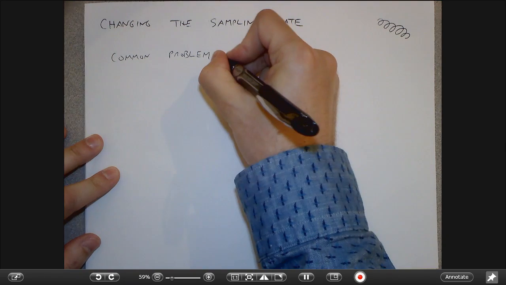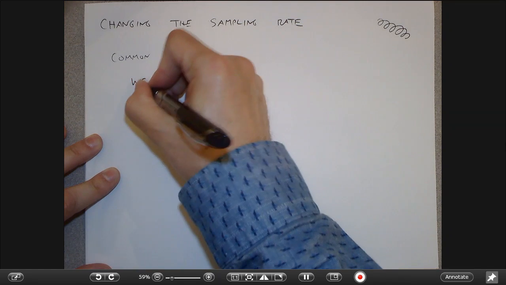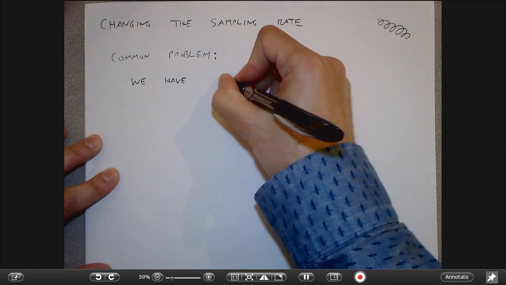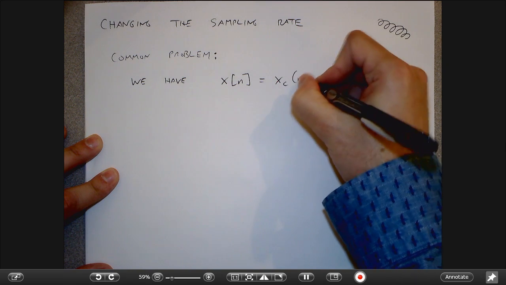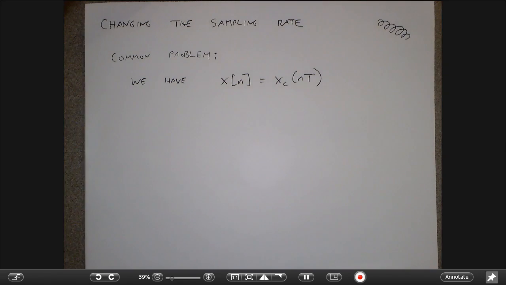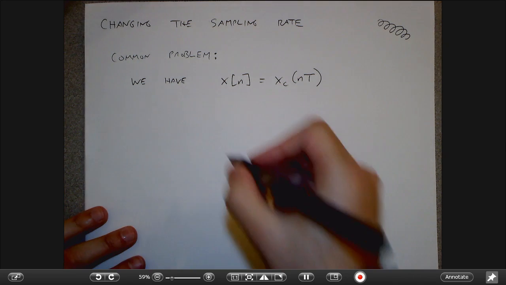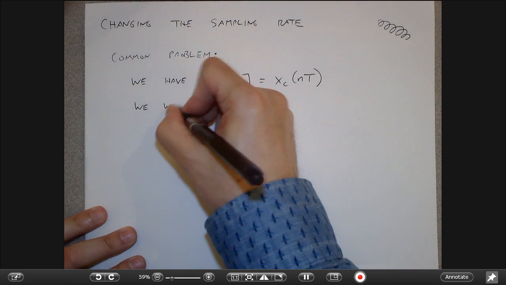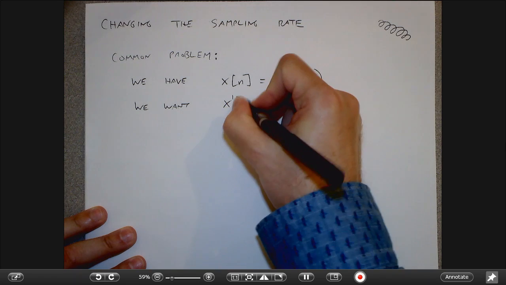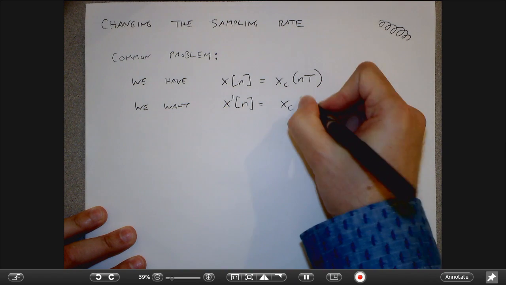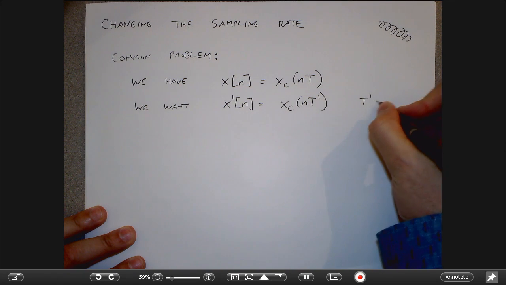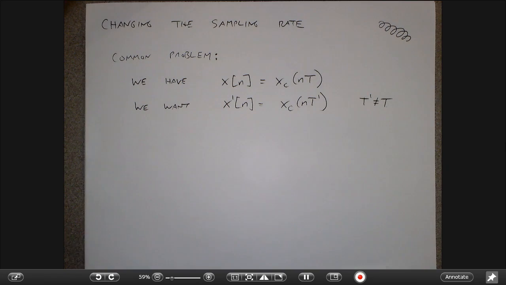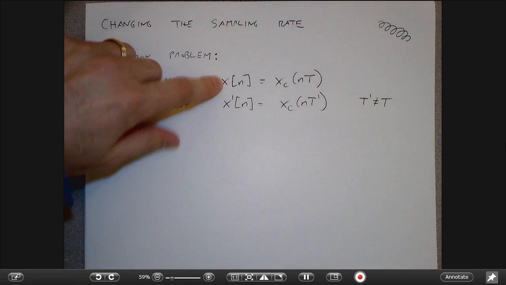So the common problem is that we have some discrete time signal that came from sampling a continuous time signal every n units, and what we want, for some other reason, is a discrete time signal that came from sampling this signal at some different rate, where these two things are not equal to each other. Okay. So how would we go from x of n to x prime of n?